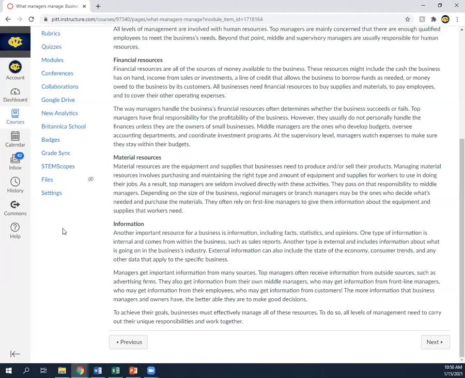Managers get important information from many sources. Top managers often receive information from outside sources, such as advertising firms. They also get information from their own middle managers, who may get information from frontline managers, who may get information from their employees, who may get information from their customers. So you can see it's a long chain.